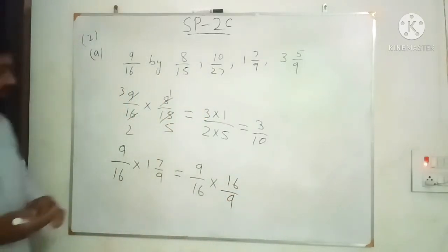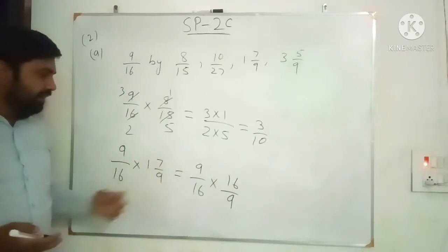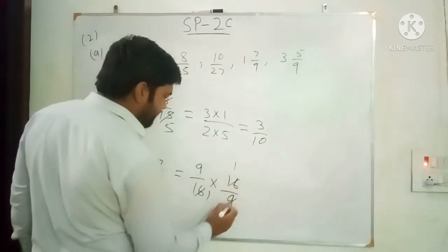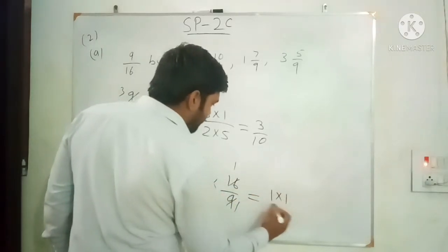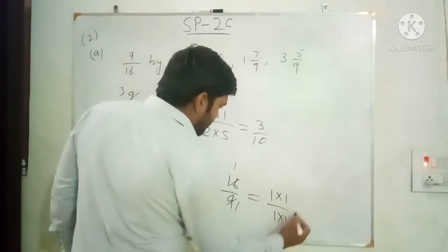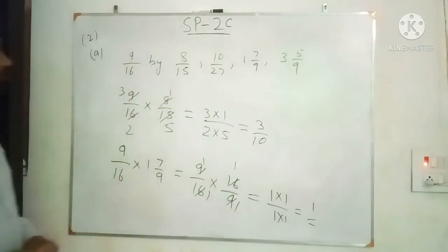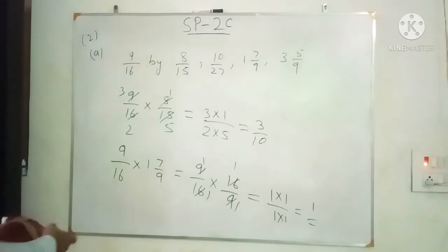So what we do? First we convert this mixed fraction into the improper fraction. 9 1 is 9 plus 7, 16 by 9. Now see 16 1 16, 16 1 16, 9 1 9, 9 1 9. Cancel, all cancel. 1 multiply 1, 1 multiply 1. That is 1. What is the answer? 1. Like this we have to do. Now we move to the next question. Question number 3.